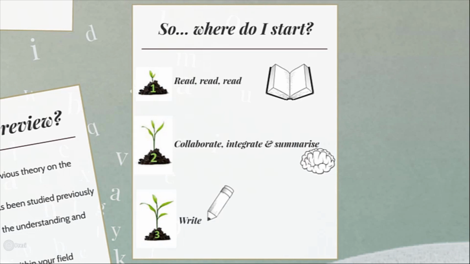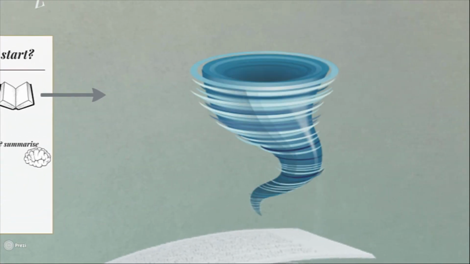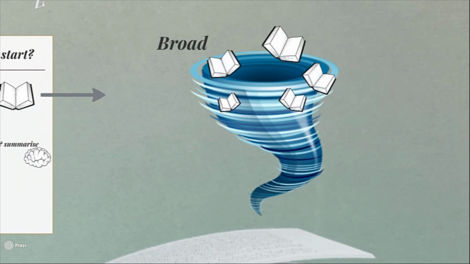Now, in terms of this, let's have a look at what the read phase of a literature review entails. A literature review starts off very broadly, and you read everything that you can find on it. So your reading starts out very broadly, and then it becomes more and more specific as you focus in on the aspects that are applicable specifically to your study.